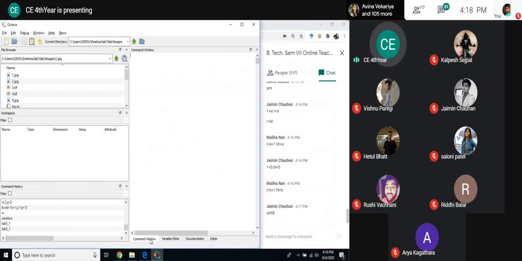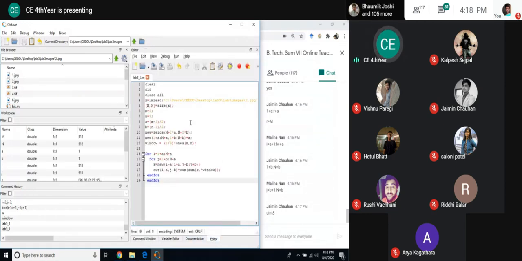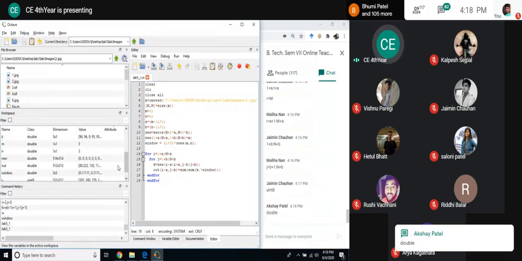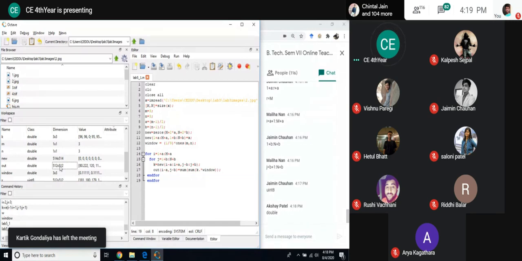Scanning is taking time. In case by mistake you have forgotten any semicolon, it will take even more time because it will print everything. So what we are having here is, what was my output? Out, no? Out is having the same size as my original image and having data type double.